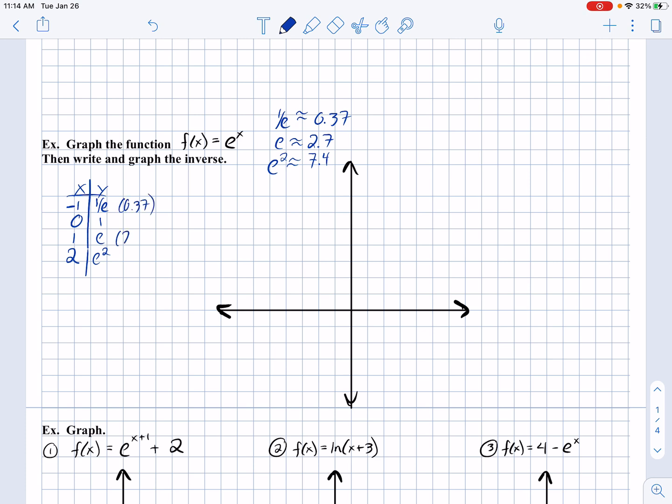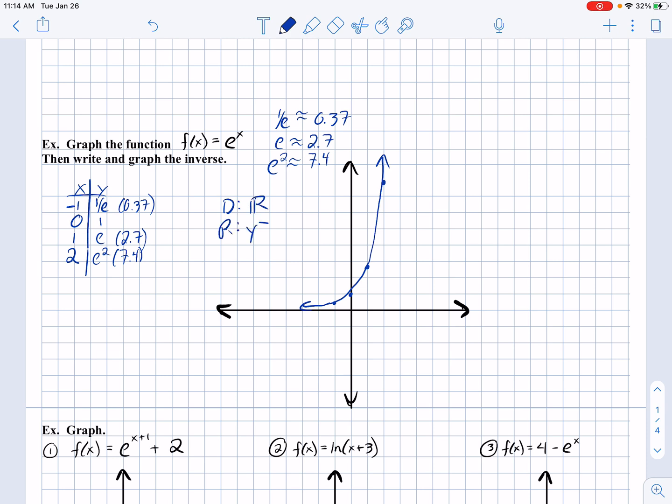And we have all those values up above, right? 0.37, 2.7, 7.4. We'll practice these a lot where you become pretty familiar with those and you almost have them memorized. All right, let's go ahead and graph these here. -1, 0.37, 0, 1, 1, 2.7, and 2, 7.4. All right, so it looks just like an exponential growth function, which is what it should look like. Domain is all real numbers. Range is everything above your y-axis.